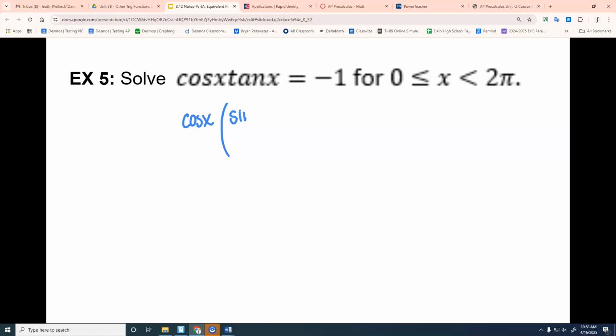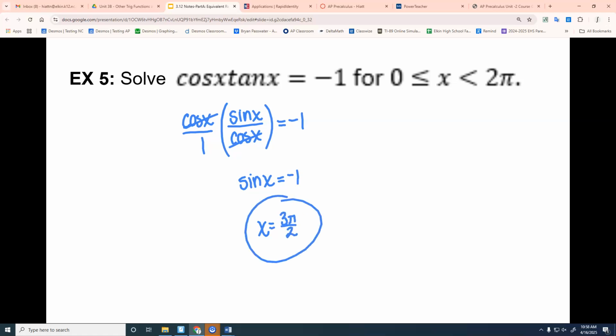This is sine x over cosine x equals -1. What is going to happen? The cosines cancel. Now what have we got? Sine x equals -1. That's like yesterday. That's like the easy ones the other day, right? So where does sine x equal -1? 3 pi over 2. It's your y coordinate. And so there's your answer.